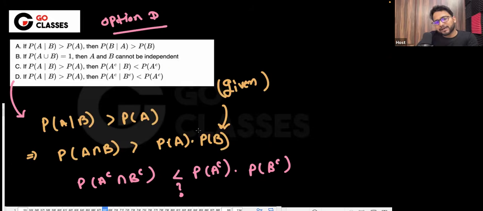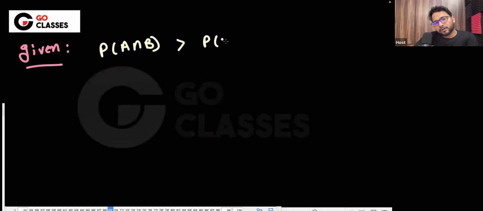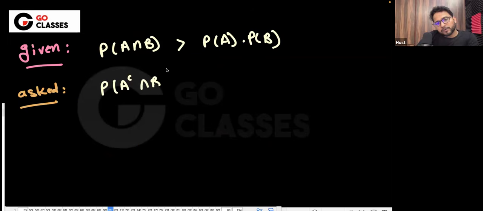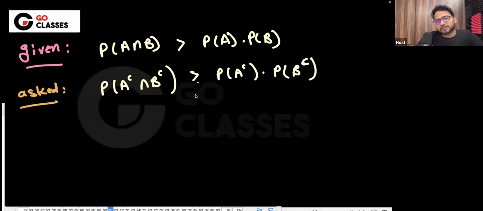So basically what is given? Given is probability of A intersection B is greater than probability of A into probability of B. What they're asking is a relationship when everything is complemented here. Which means they're asking the relationship between probability of A complement intersection B complement and probability of A complement into probability of B complement. I mean greater, lesser, equal, whatever. That's the relationship they're asking. Okay, great.